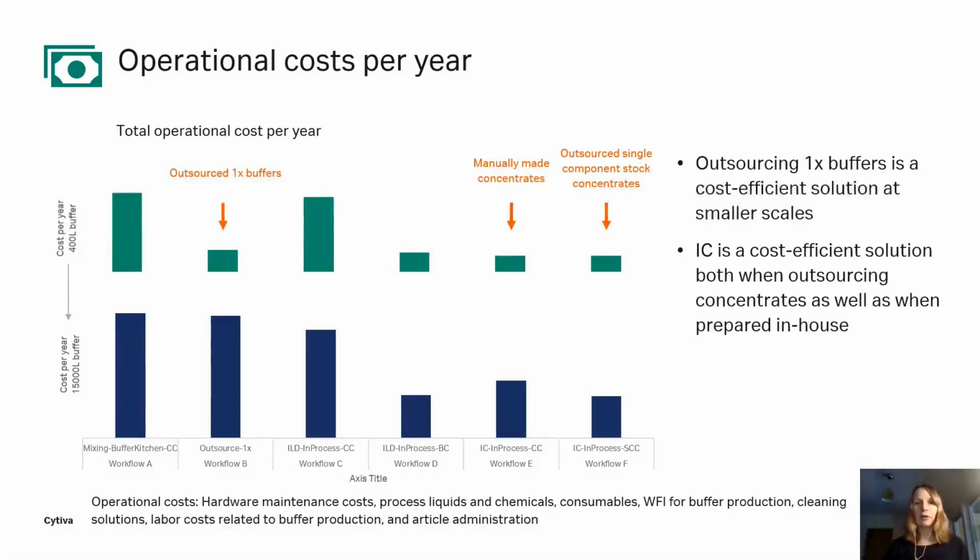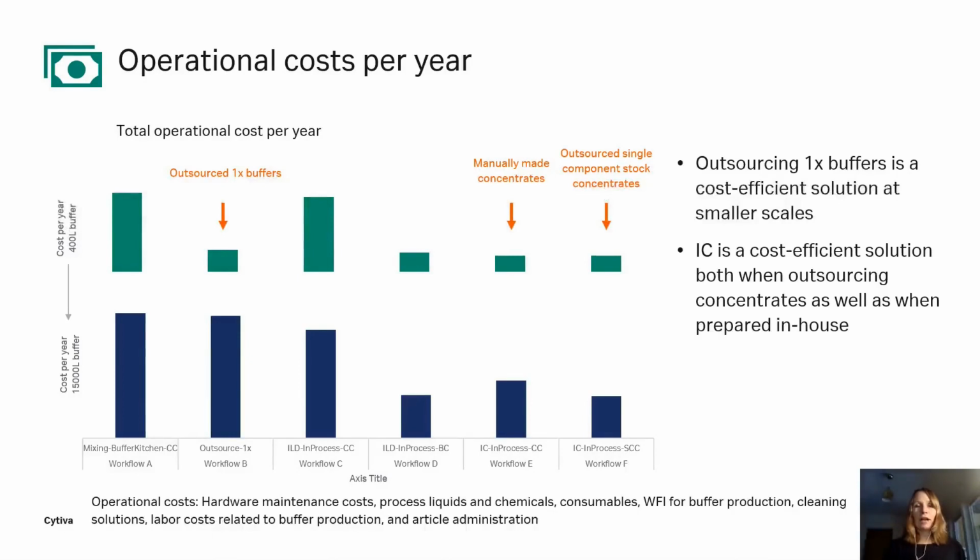At the left, you have the cost for the traditional way of producing buffers, workflow A. Interesting to see is that all other options demonstrate a lower operational cost at both scales for this example. Let's look at the different workflows. So you can see that outsourcing 1x buffers, workflow B, is most cost efficient at the lower scale if you compare the green with the blue bar.